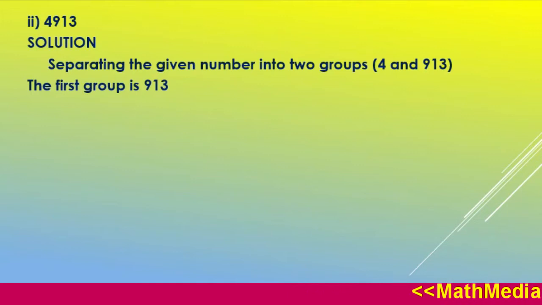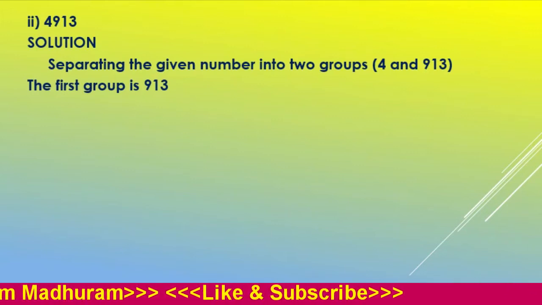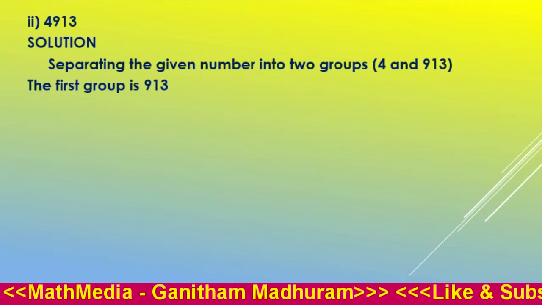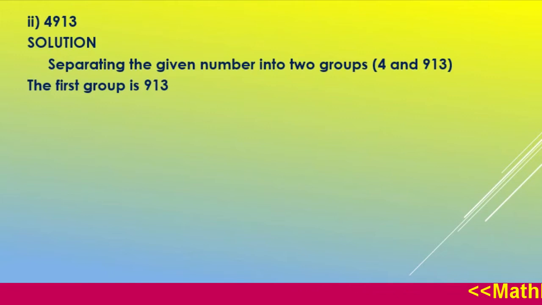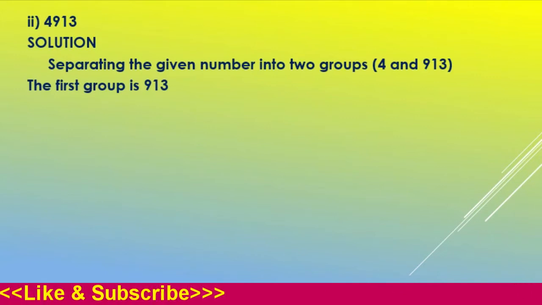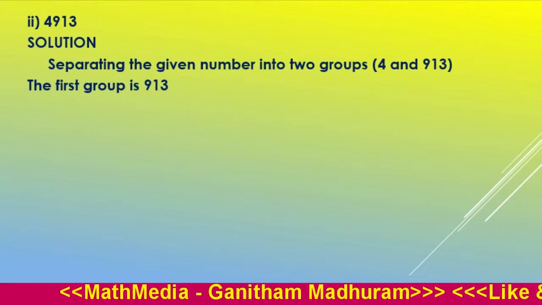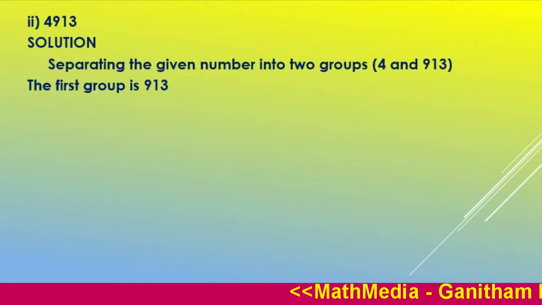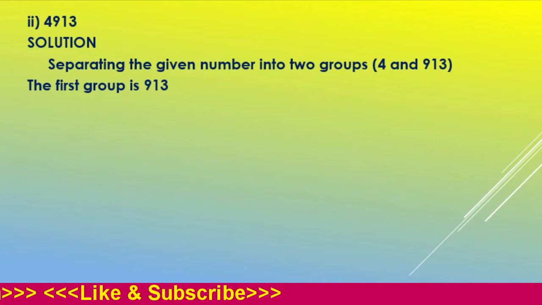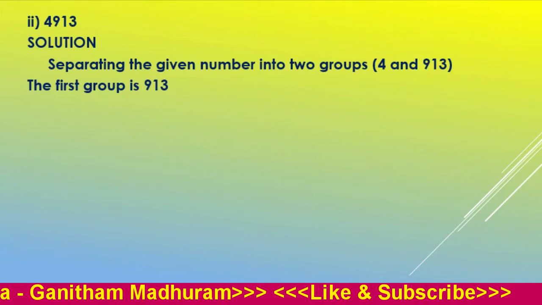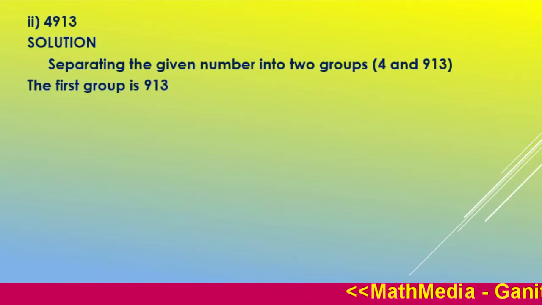and see here, this is our first group, and 4 is the second group. So take the first group, that is 913. It ends with the digit 3.